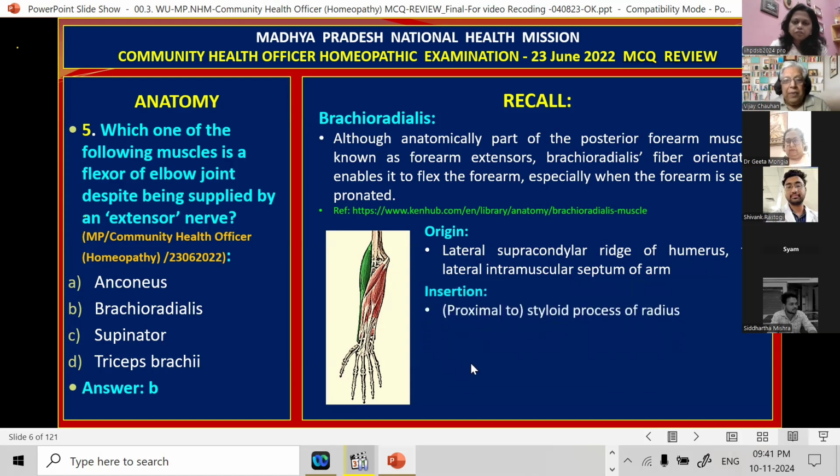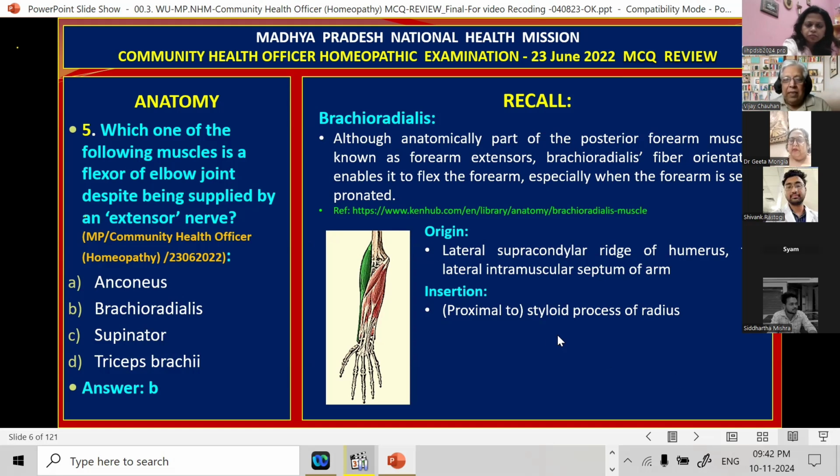And then we have insertion proximal to styloid process of radius. Can you see the styloid process of radius? Radius is the lateral bone. Ulna is the medial bone. In the forearm, this is the arm, this is forearm, this is hand. We have radial side and ulnar side. The radial side is towards the thumb side. Here the radial bone is present. Medially, ulna is present. So styloid process is present just below the base of the thumb.